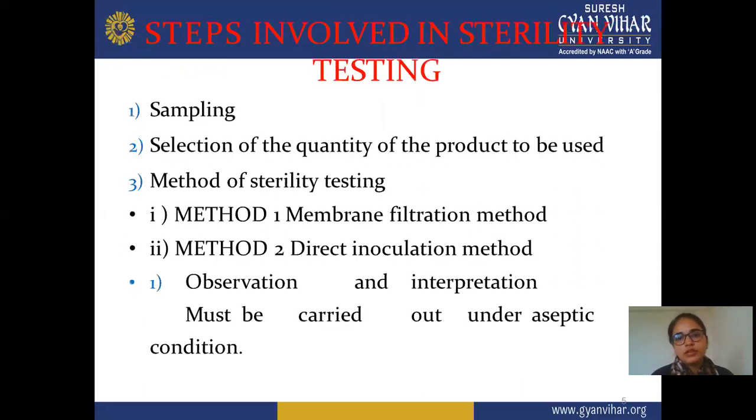Next are the steps involved in sterility testing. These are the tests required for sterility testing. The first is sampling. In this sampling, we take the sample of your parenteral product according to the requirement, 10 or 20 bottles or containers, and the selection of the quality of the product to be used. Here you check the quality of how you use that particular parenteral product during the use of your formulation. Next is the method of sterility testing. After selection and quality checking, you start performing the sterility test.